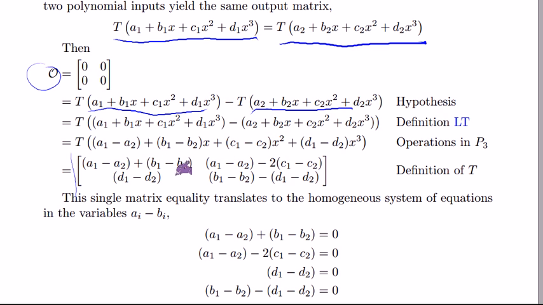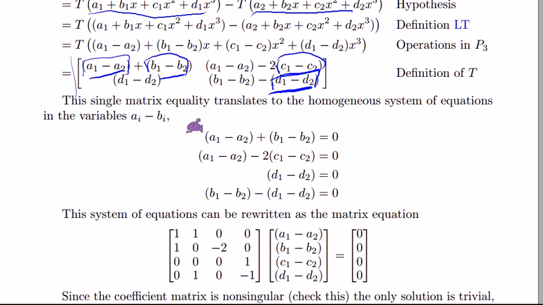We can now write this as a system of equations for the differences a1 minus a2, b1 minus b2, c1 minus c2, d1 minus d2. What we're going to want to show is that all of these differences are 0. So we're treating these as our variables. And again, we're going to want to show that these differences are 0.